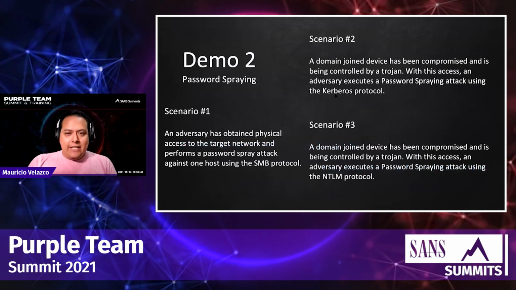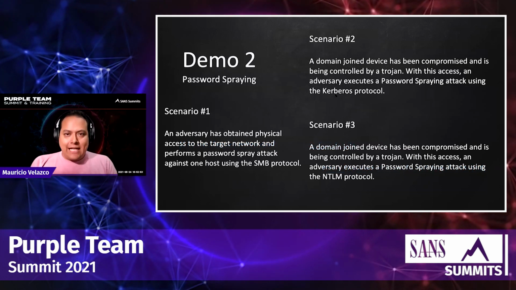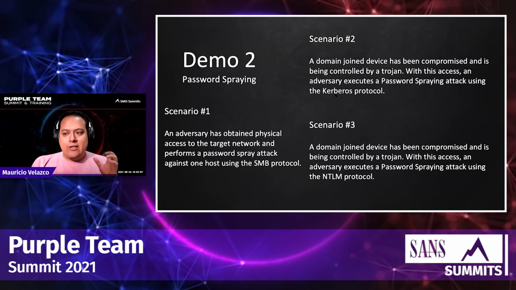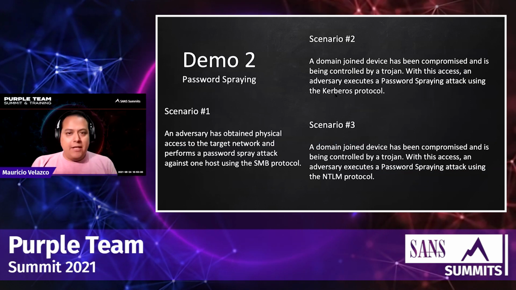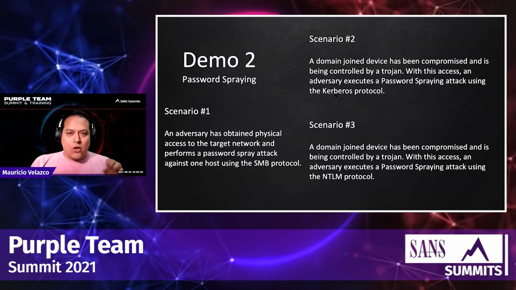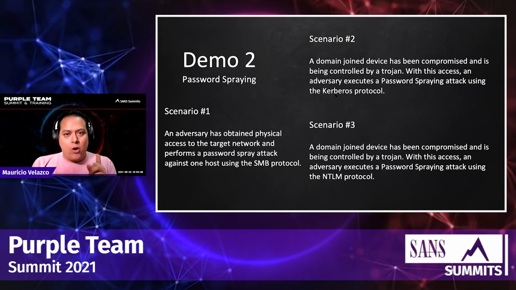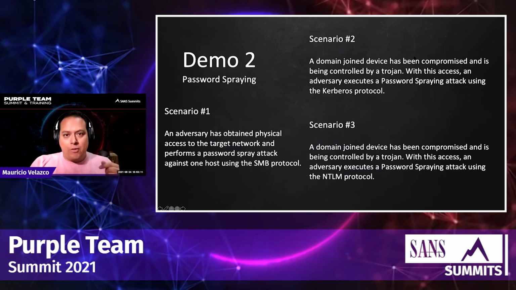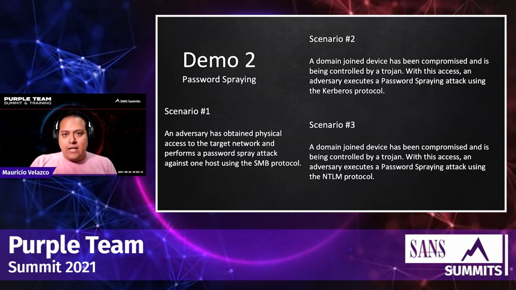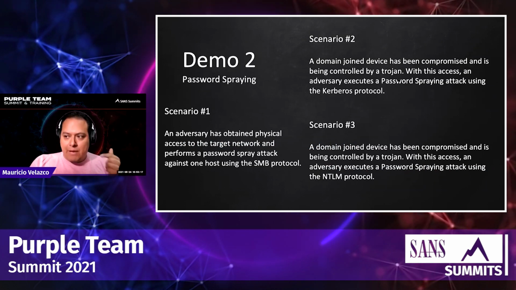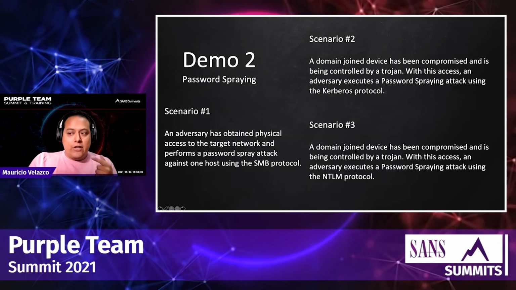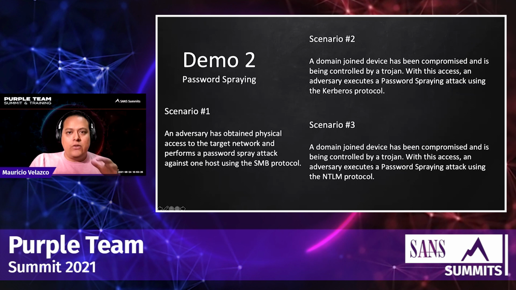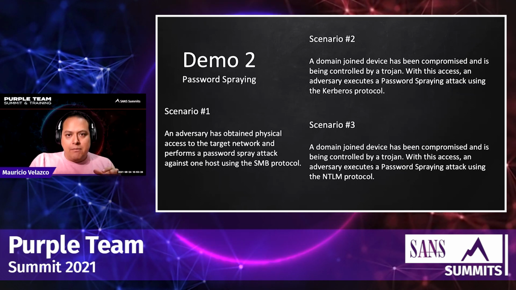Now let's jump to the scenarios, okay? I'm gonna execute this technique in three different ways. The first scenario: an attacker has obtained physical access to your network, maybe through a physical break-in, and is gonna execute a password spray attack against one host using the SMB protocol. On the second scenario, a domain joined device has been compromised and is being controlled by a Trojan, and the adversary is using that to execute a password spraying attack using Kerberos. And on the third scenario, same as before, domain joined device compromised, but now an attacker is gonna use the NTLM protocol to execute the password spraying attack.